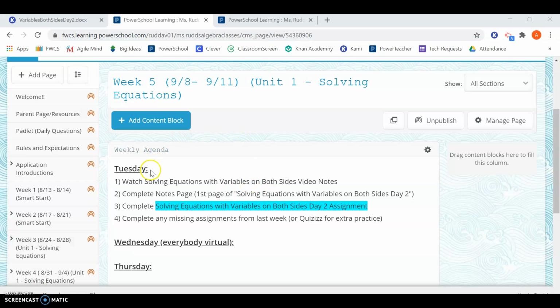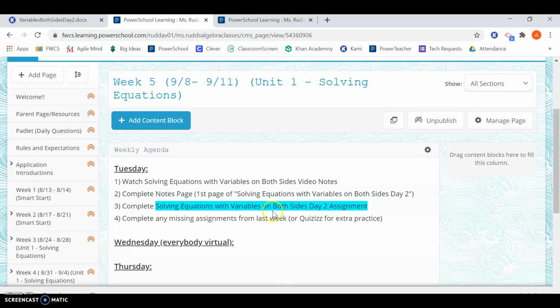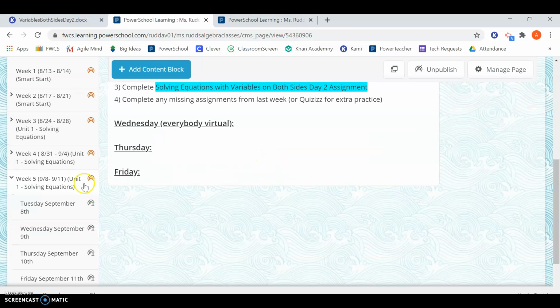So today is Tuesday, September 8th, and we're going to be going over some more solving equations with variables on both sides because I know some of you have been struggling with it. While I'm making this video and you're watching it, you're going to follow along with the assignment or the notes portion of the solving equations with variables on both sides, day 2. And then after that, you're going to work on the assignment that goes along with it.